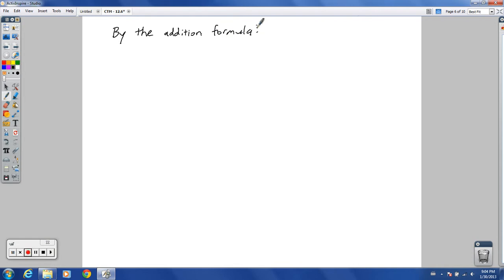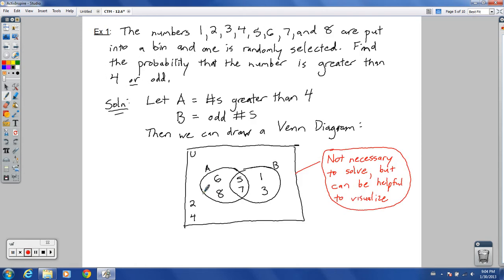let's rewrite the formula in its general form. It was probability of A or B was equal to the probability of A plus the probability of B. So A happening plus B happening, but we can't double count what's in both of them. So that's why we subtract the probability of A and B. If we did probability of A plus probability of B, we would get, well, let's look at the picture.